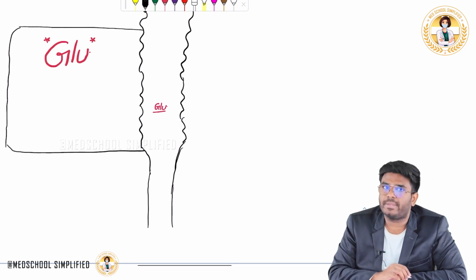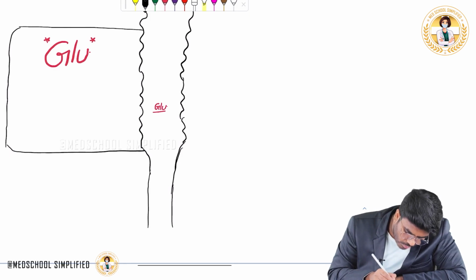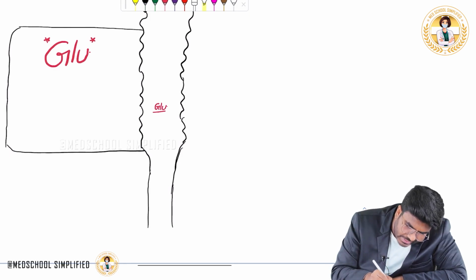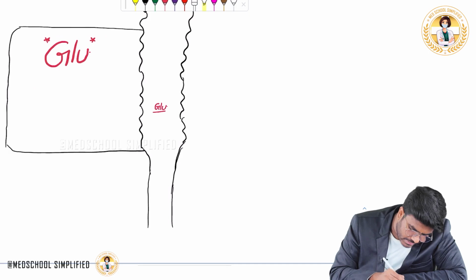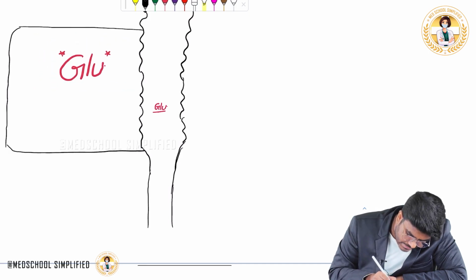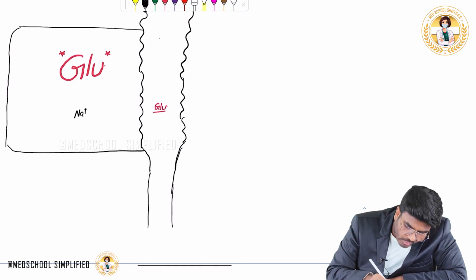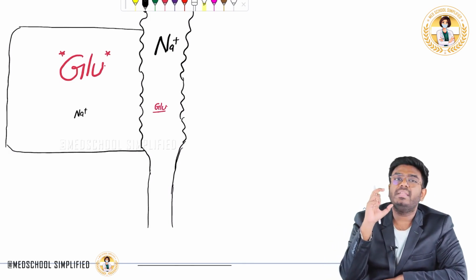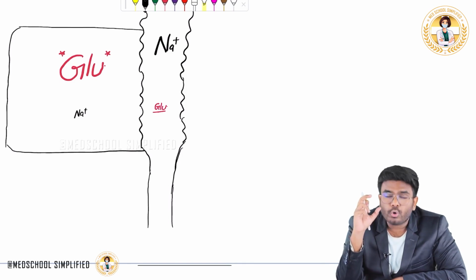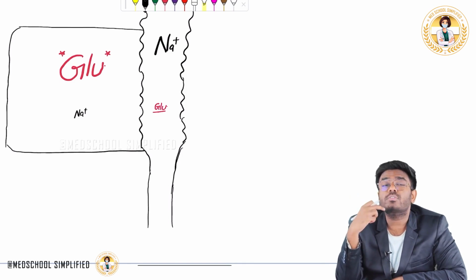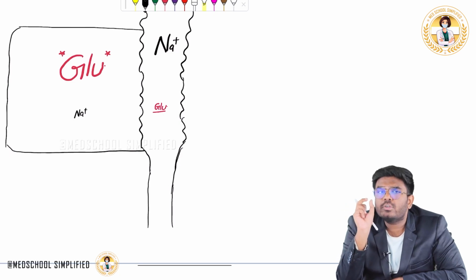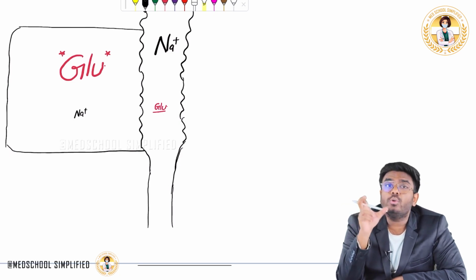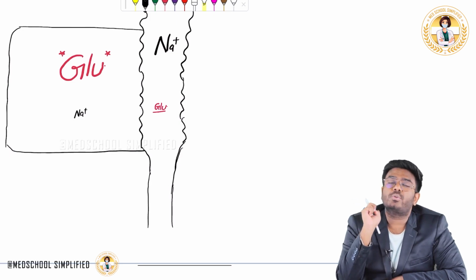Now, let's talk about the sodium. The sodium concentration inside the cell is less. Less sodium is there inside the cell. But the sodium concentration inside the tubule, when compared to the cell, it is more. That's why I am showing you, please appreciate the sizes. Sodium in the tubule is big, means more sodium is there in the urine and less glucose is there in the urine. More glucose is there inside the cell, but less sodium.